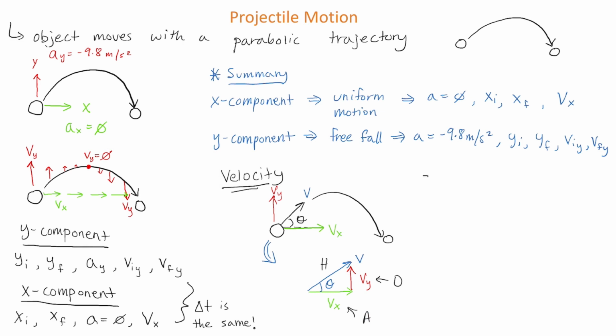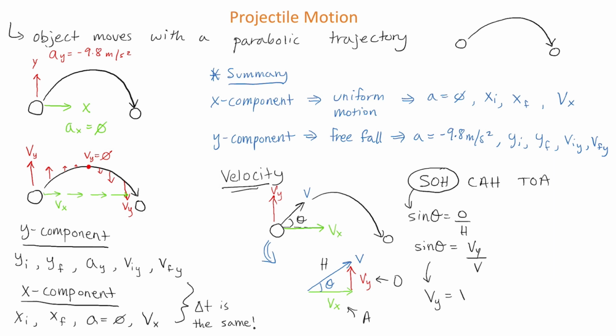So we can use our SOHCAHTOA to solve for the different sides. Let's start with SO, which means sine theta is equal to opposite over hypotenuse. We know opposite is Vy, and hypotenuse is V. So we can rearrange our sine theta is equal to Vy over V equation to isolate for Vy, and what we see is that the velocity in the y component, so Vy, is equal to V sine theta.